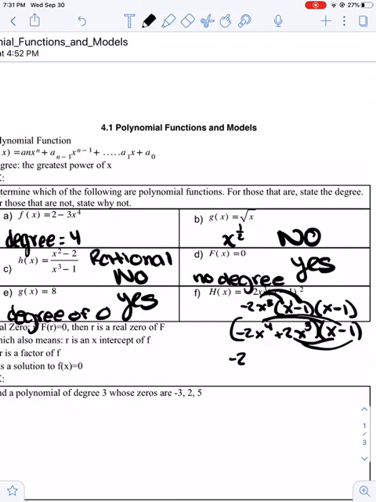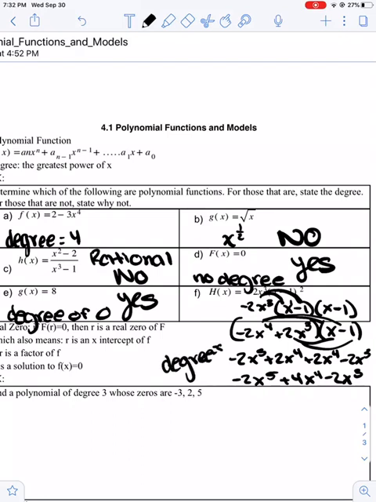And we get negative 2x to the fifth plus 2x to the fourth plus 2x to the fourth, and then minus 2x cubed. This simplifies to negative 2x to the fifth plus 4x to the fourth minus 2x cubed. We have multiple x values, but our highest exponent is 5, so our degree equals 5.